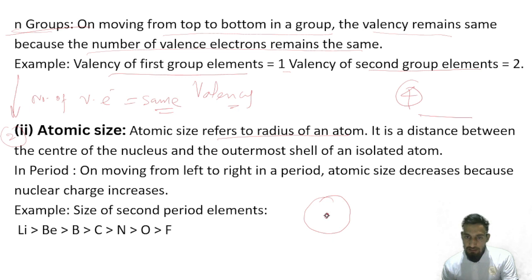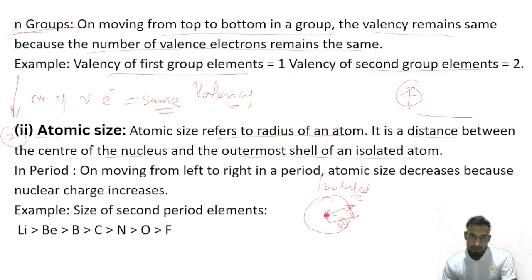सेंटर से, न्यूक्लियस के सेंटर से आउटर मोस्ट शेल तक कितनी डिस्टेंस है, that gives us the atomic size. It is the distance between the center of the nucleus and the outermost shell of an isolated atom. जब हम isolated form में इसको लेते हैं तब कहते हैं हम कि this is the atomic size. So basically what is it? It is the distance from the center of the nucleus to the outermost shell.